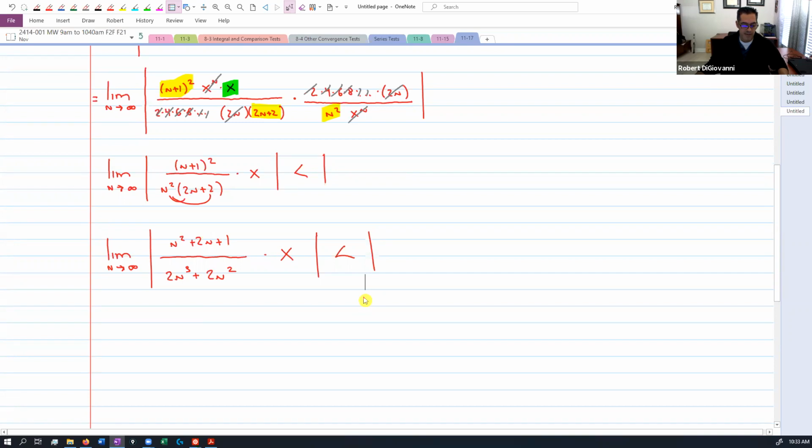What do you think? L'Hopital? L'Hopital on top would give us, let's just do it on the side here. If we did L'Hopital, we get 2n plus 2 over 6n squared plus 4n, right? We would still have infinity over infinity. So we'd run L'Hopital again. We get 2 over 12n plus 4. And where does that go?